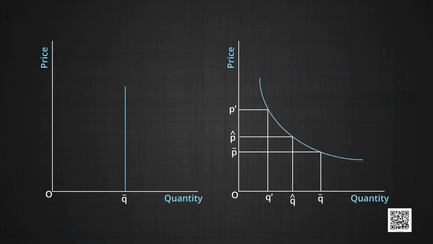We can also have a curve which is called a rectangular hyperbola, which has a constant elasticity of 1. The diagram here shows two demand curves which have constant elasticity. The first one is a vertical demand curve that we've discussed already. The second is a rectangular hyperbola.